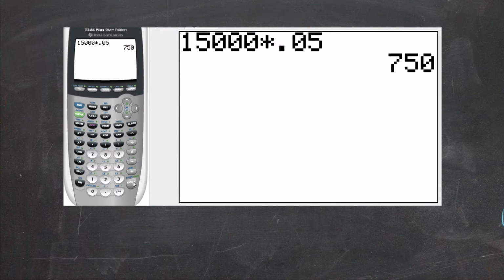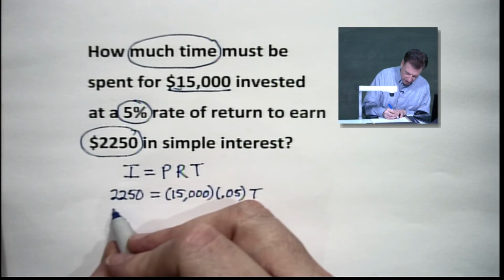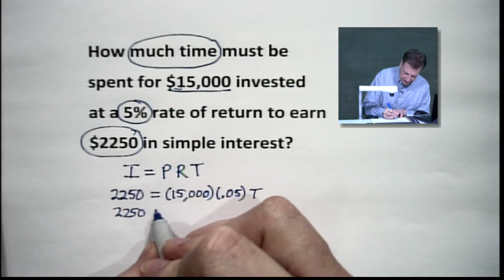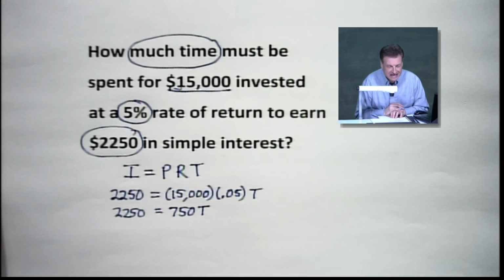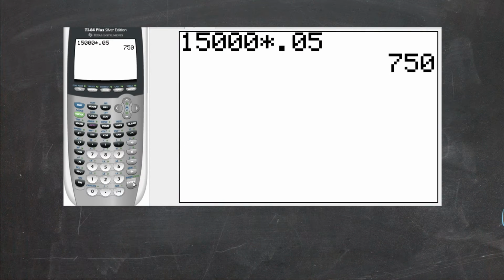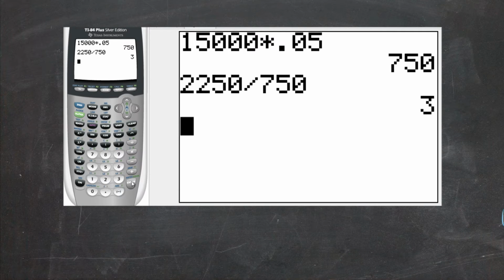So here's where we're going to go back to the equation. We can put that 750 right there in front of our value T. That's good news to me. Now some of you are saying, Ernie, why is that good news to you? Let's go back to our calculator here. We've got 750 waiting for us here. Now we're going to take 2,250 and we're going to divide it by that 750. Because that's going to tell me how much time. And it takes us 3 years.